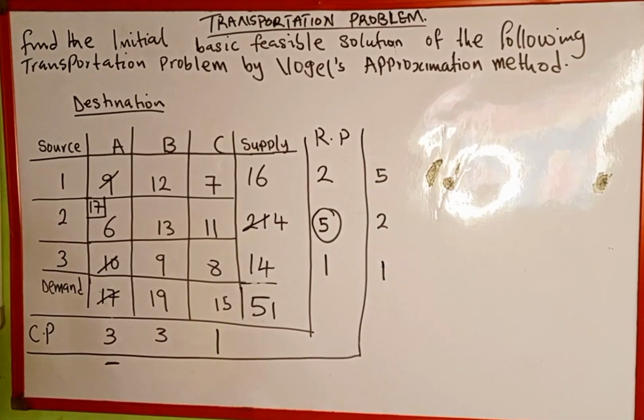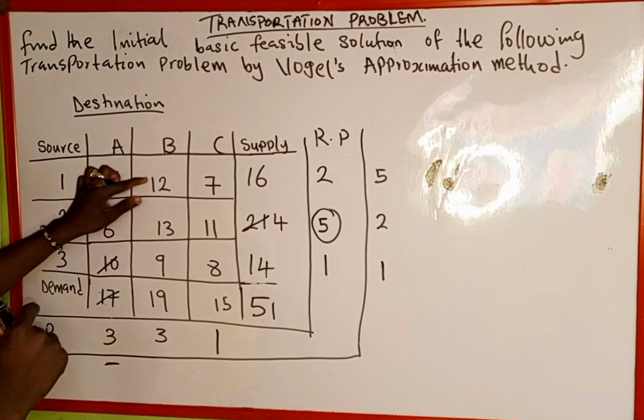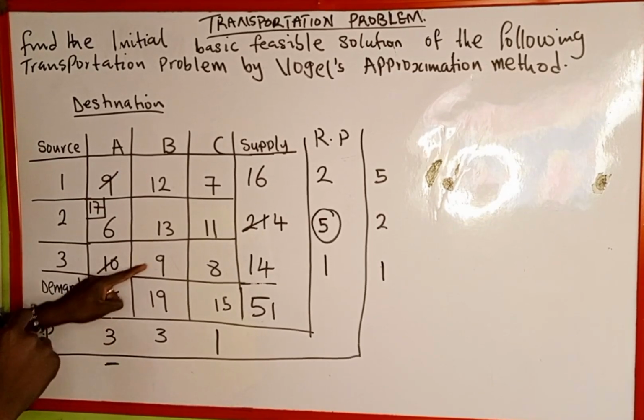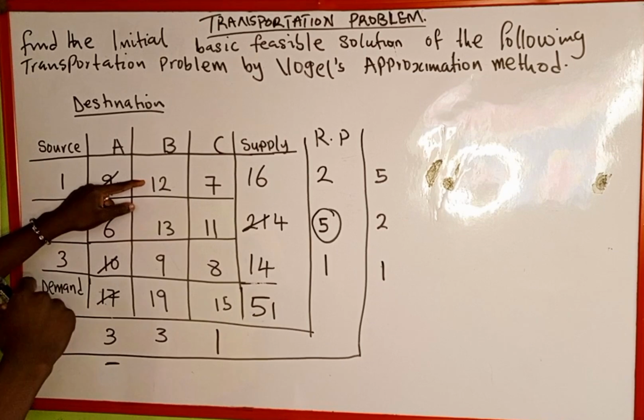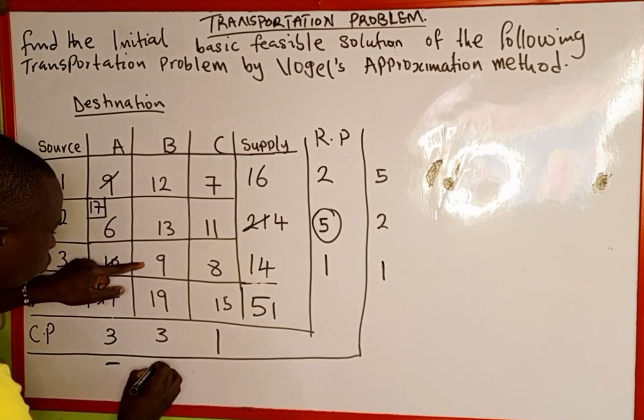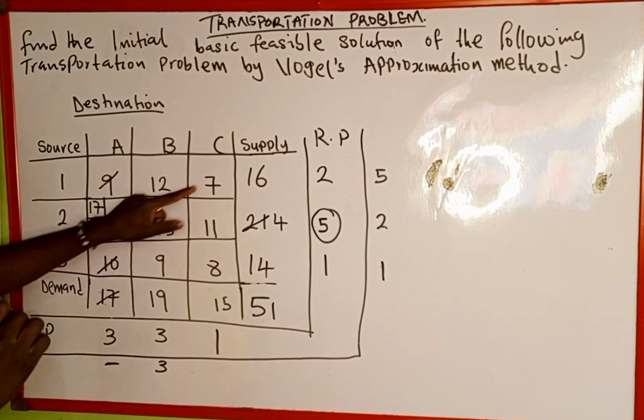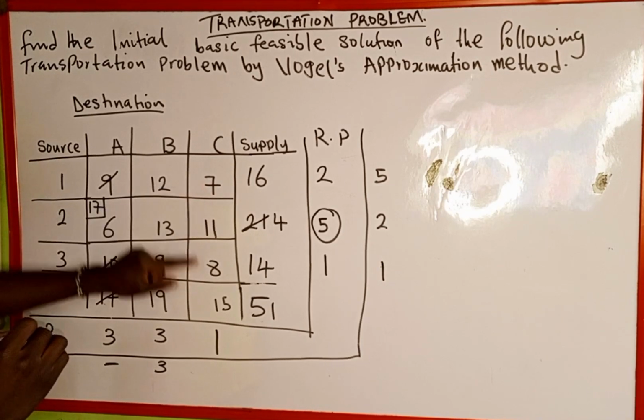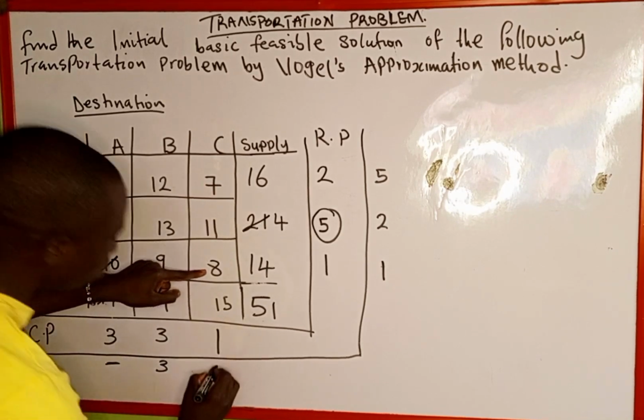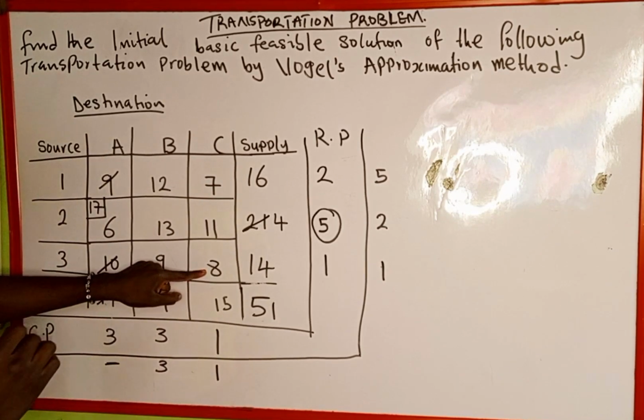So we come down to the column: 12, 13, and 9. The smallest number here is 9, the second smallest number is 12, and 12 minus 9 is going to give us 3. Now we are here. The smallest number is 7, then the second smallest number is 8. When you take their difference, it's going to be 1.